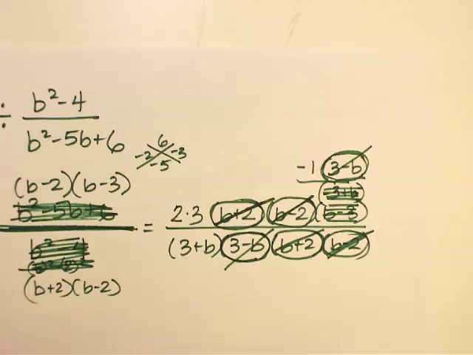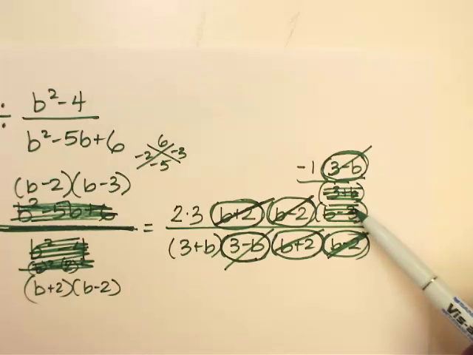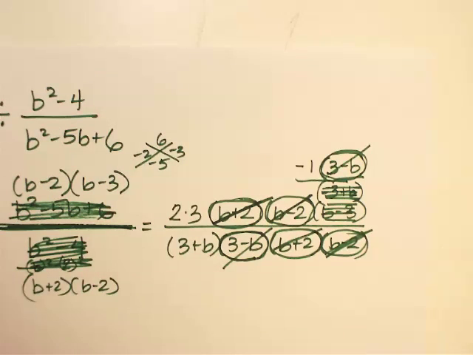So beware, if you need to replay that one, go ahead and replay it. You can factor out a negative 1 to change the signs on each of your terms within a binomial factor, okay? So now I've canceled everything.